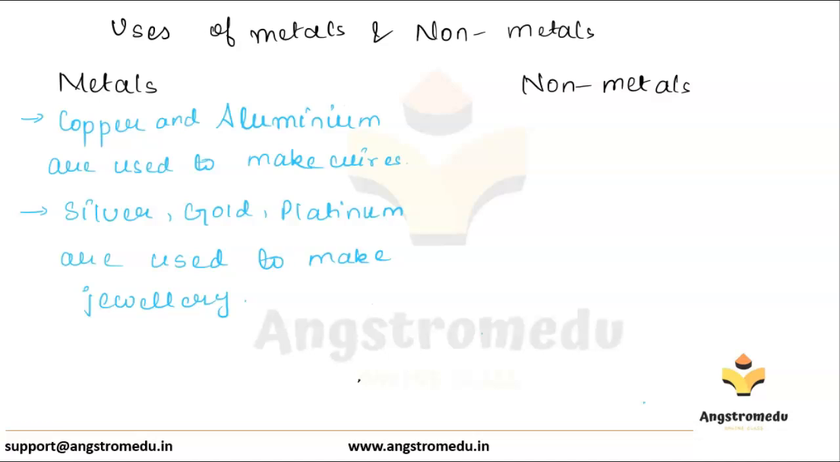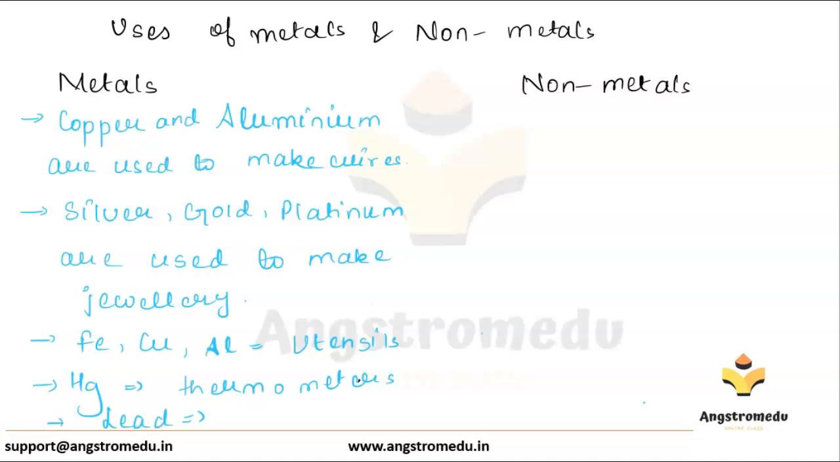Then iron, copper, aluminium are used to make utensils. Mercury is used in thermometers. And lead is used to make electrodes.